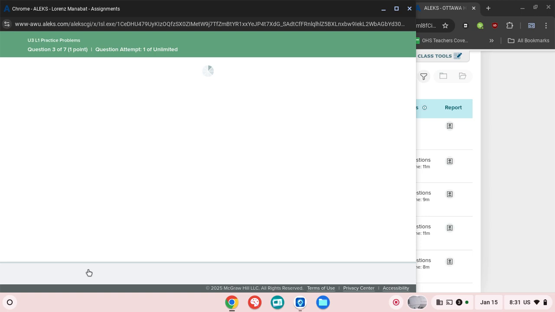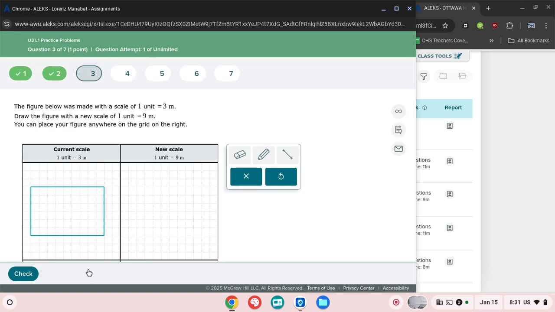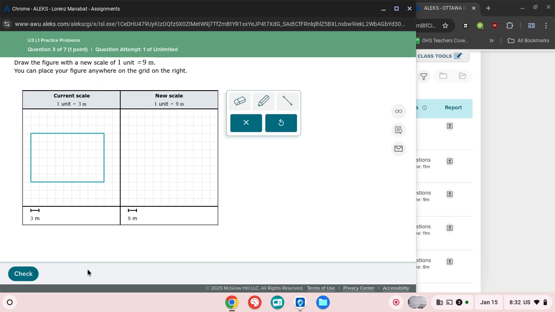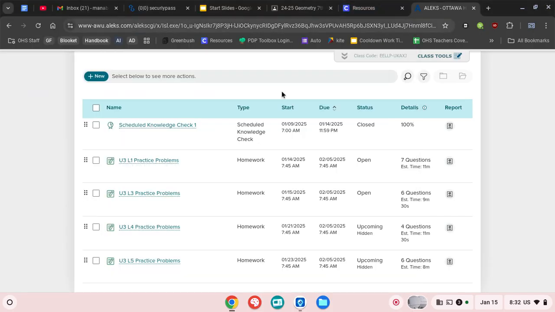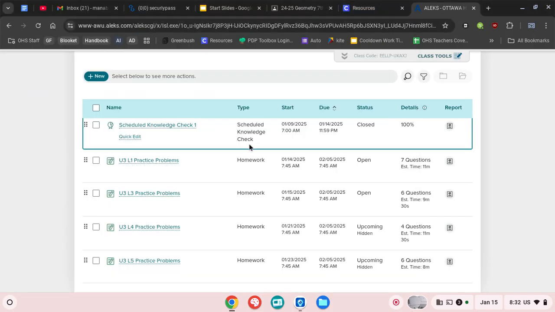These are the questions you're going to have. You're going to have some questions with graphs to look at, dealing with scale factor, but in a different environment. That is what we're going to be doing tomorrow. Once you get at least 80% on this, you will get your cool down, which is what is graded.